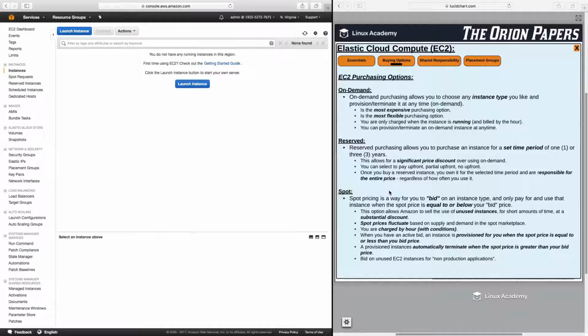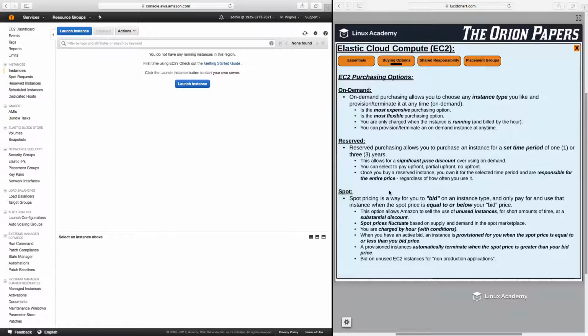So the last option is spot pricing. Spot pricing is a way for you to bid on an instance and only pay for and use that instance when the spot price is equal to or below your bid price. So basically this is a live marketplace where prices for instances will fluctuate based on supply and demand for what AWS considers to be any currently unused EC2 instance types.